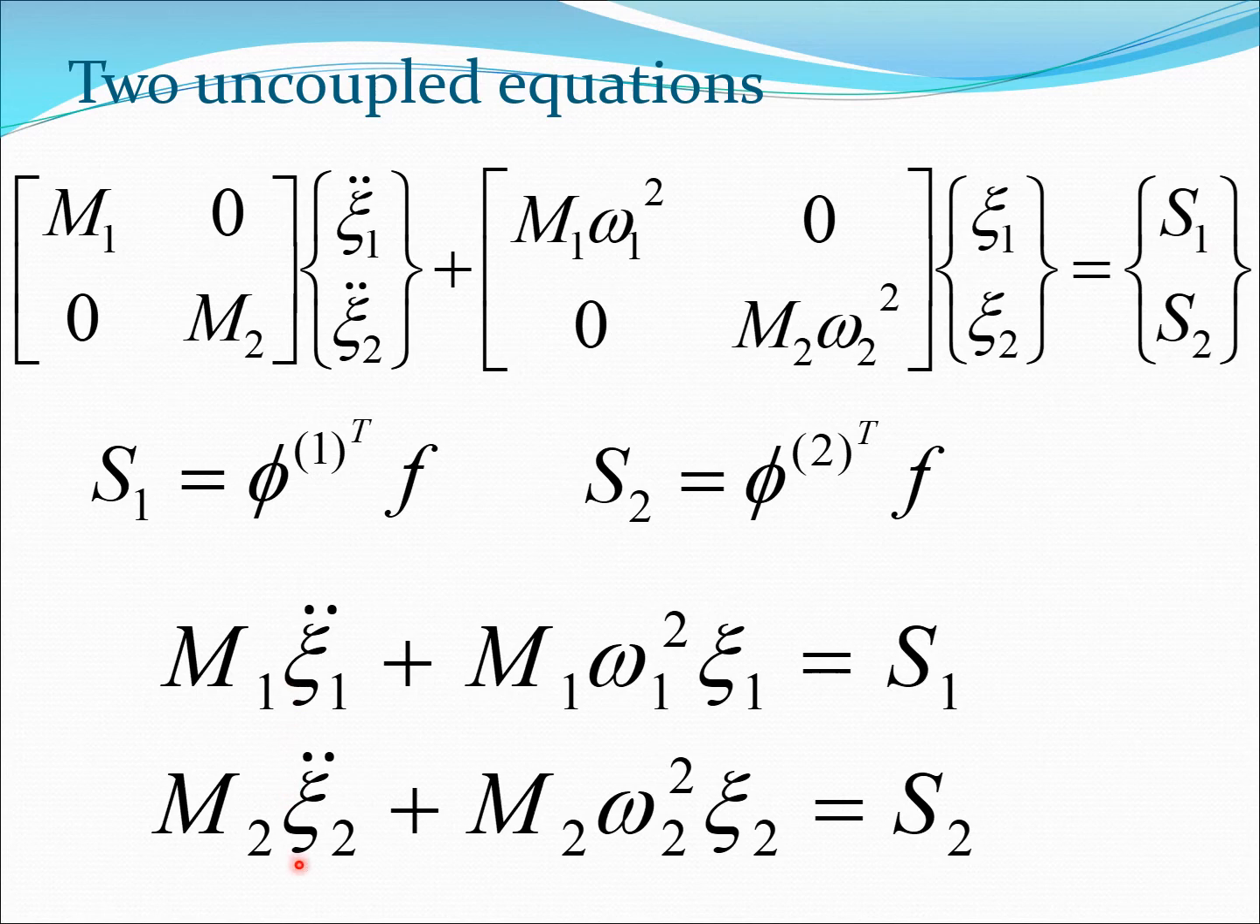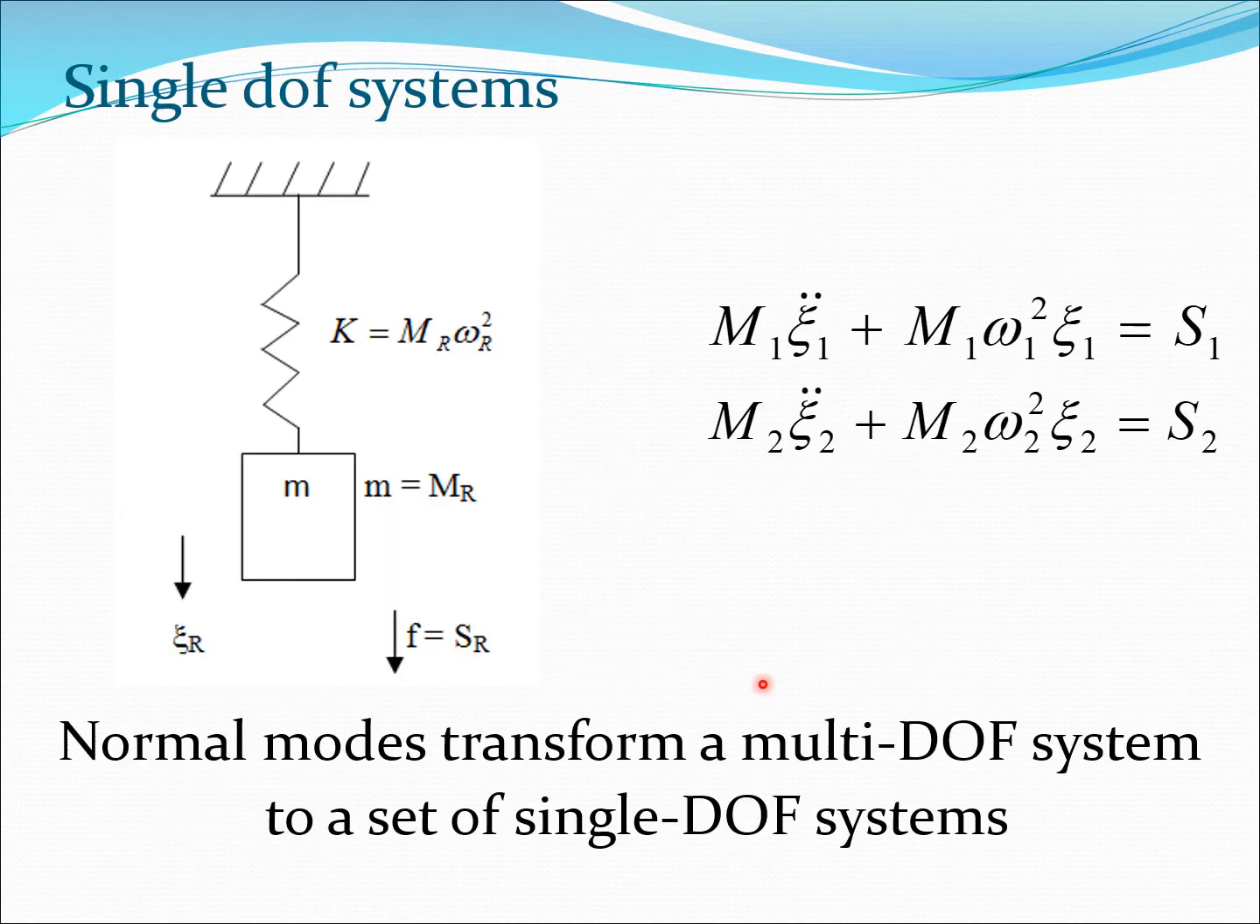So you clearly see that these are two uncoupled equations. The topmost term only has xi1, the bottom equation has xi2. So essentially what I have managed to do is I have managed to write this multi-degree of freedom system as single degree of freedom systems. So that's one of the key simplifications which comes about by the normal mode transformation.